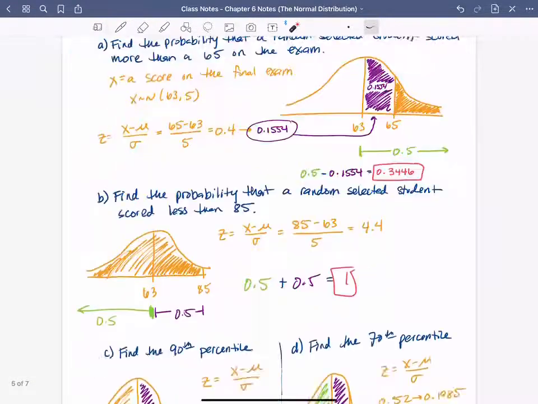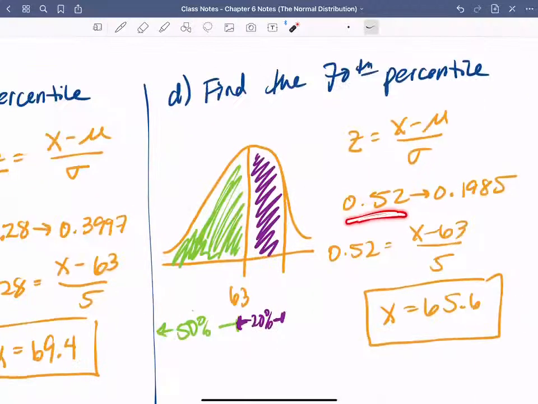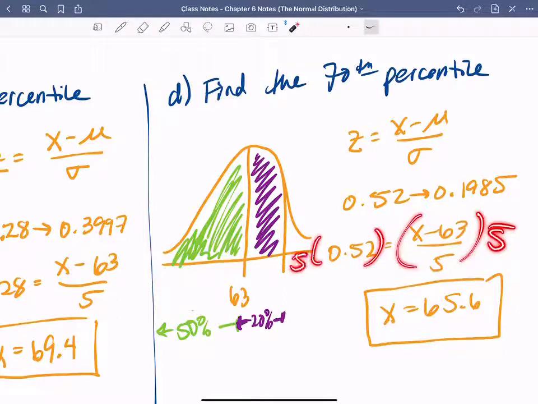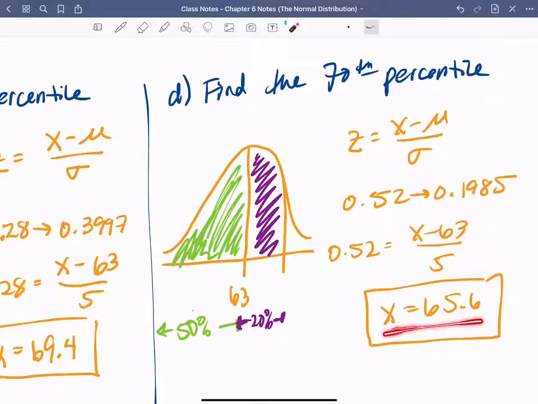So we go back here. Our Z value is 0.52, right? That's what gives us the closest number to 0.20, 20%. So 0.52, our mean is still 63, our standard deviation is still 5. We multiply both sides by 5. Then you're going to add 63 to both sides, right? Because you got to get rid of this. And you get X is 65.6. So 65.6, there's 70% of the students that scored below a 65.6, which means that there's only 30% of the students that scored above 65.6.